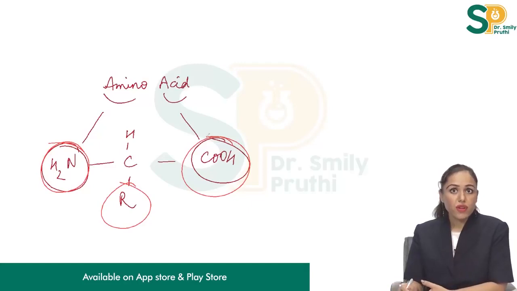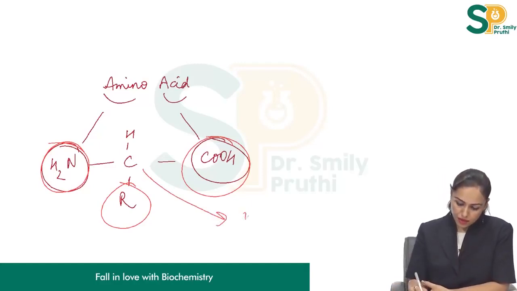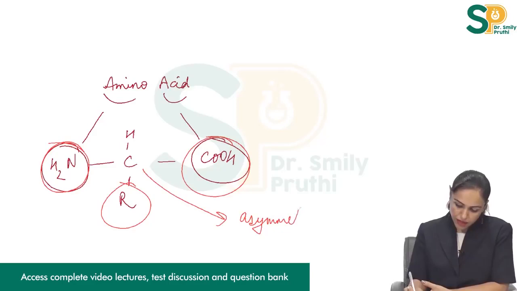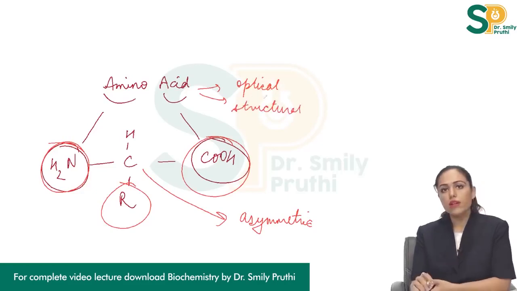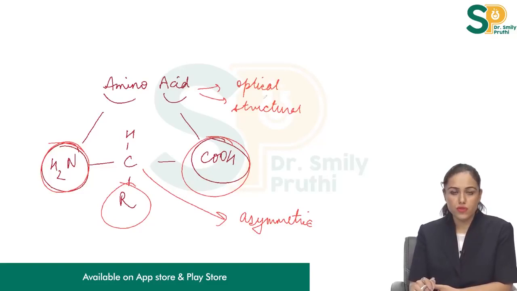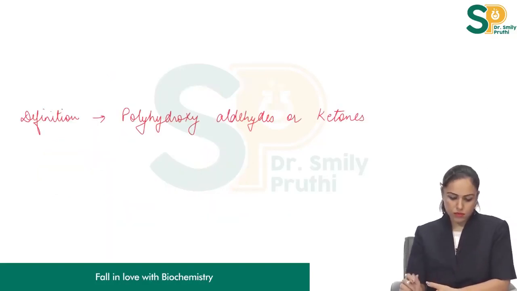So now see, this central carbon is asymmetric. The amino acid central carbon is asymmetric. If it is asymmetric, that means amino acids show both optical and structural isomerism, right? So amino acids also show both isomerism.